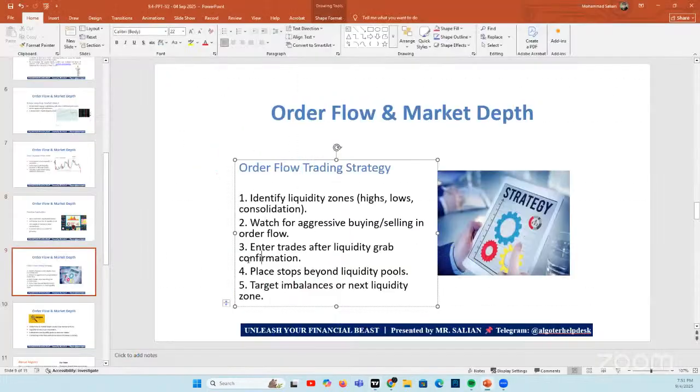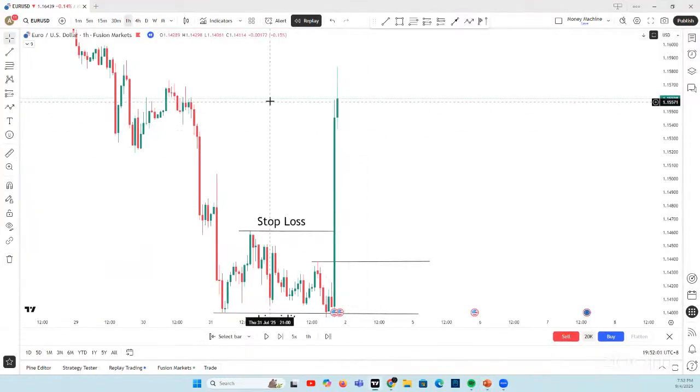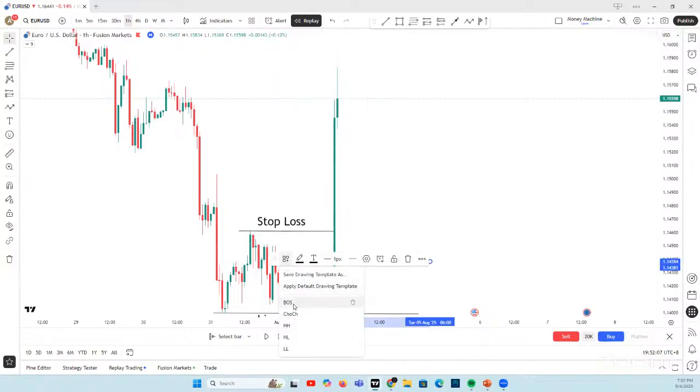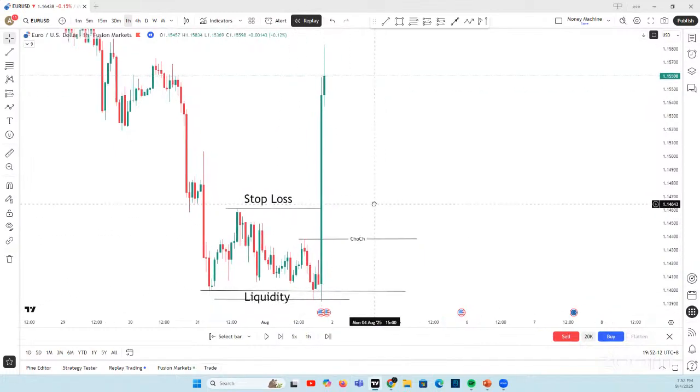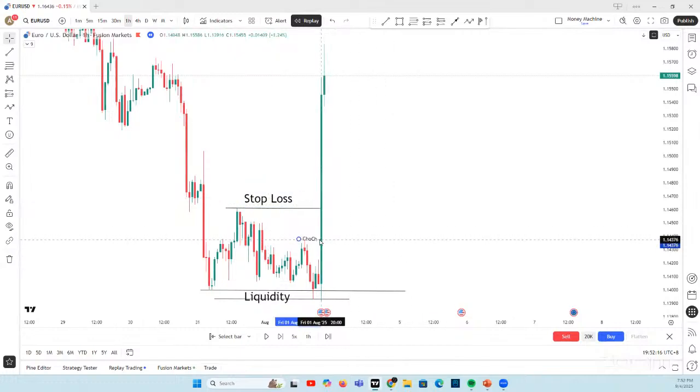Okay, and place stops beyond liquidity pools. So if you are going to buy, but you see, we still did not see it. After this break of structure, sorry, change of character, there's the CHoCH there. So we expect some pullback, right? We will expect some pullback.